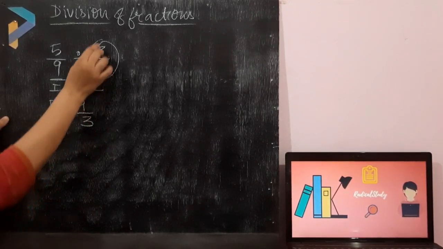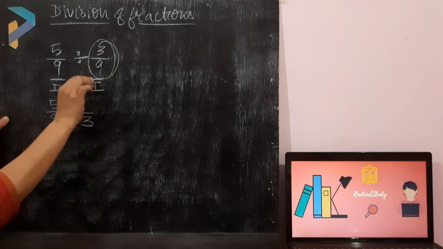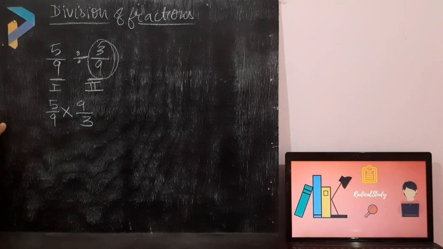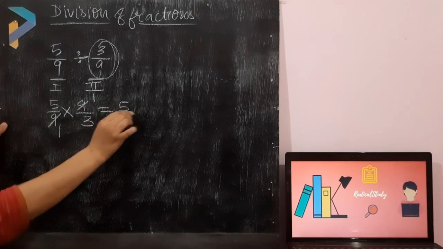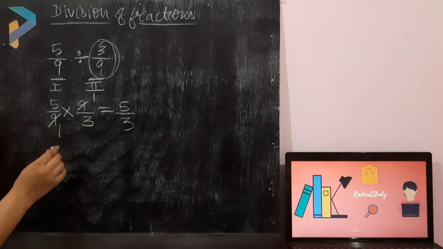So once we have reciprocated this fraction, इसका reciprocal जब हम लोगों ने निकाल लिया है, then we are going to put the symbol multiply. Now we will simplify it. So the answer is 5 upon 3. How it became 5 upon 3 and how it is multiplied over here?